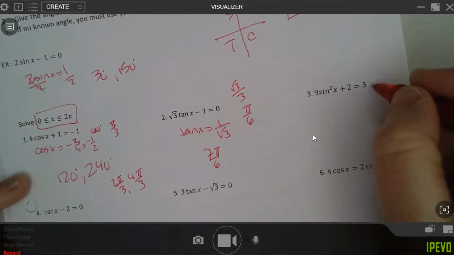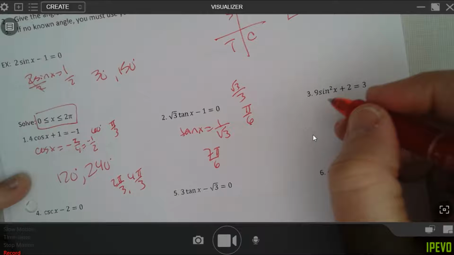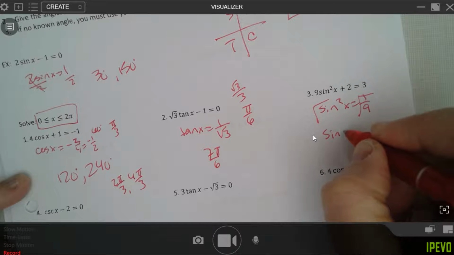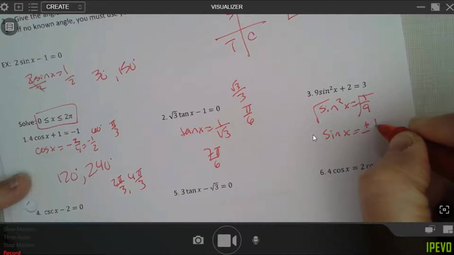So this one I'm going to subtract my 1, divide by 9. So let's see, we get x squared equals 1 over 9. And I get rid of the square. I'm going to square root both sides. So sine of x equals plus or minus 1/3.